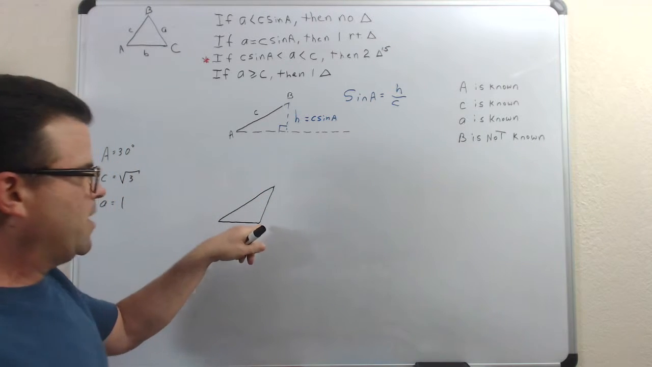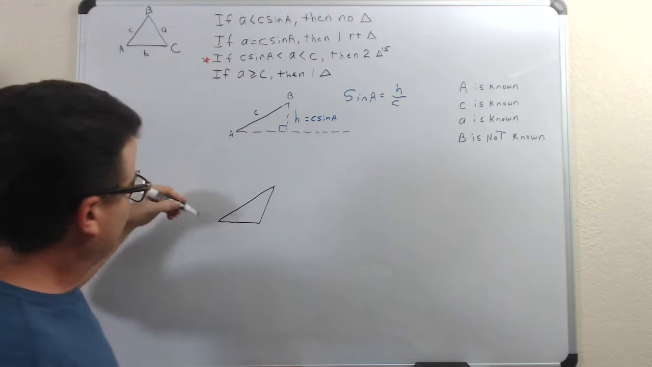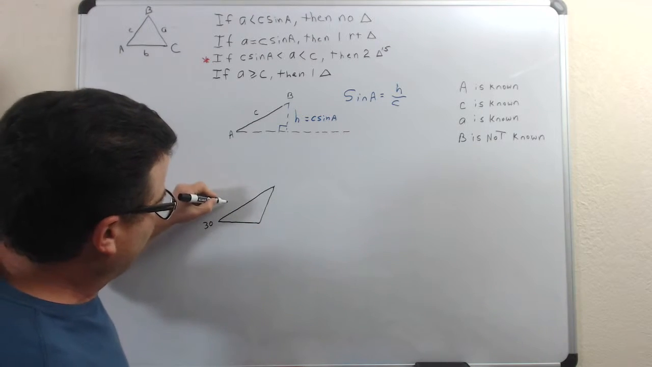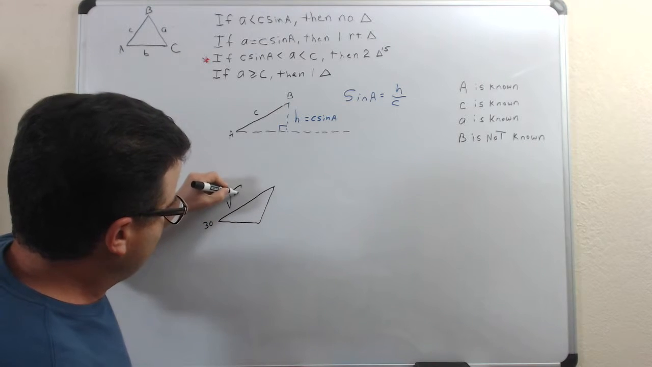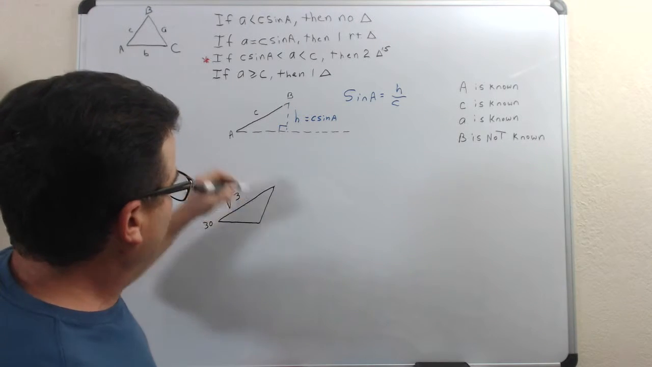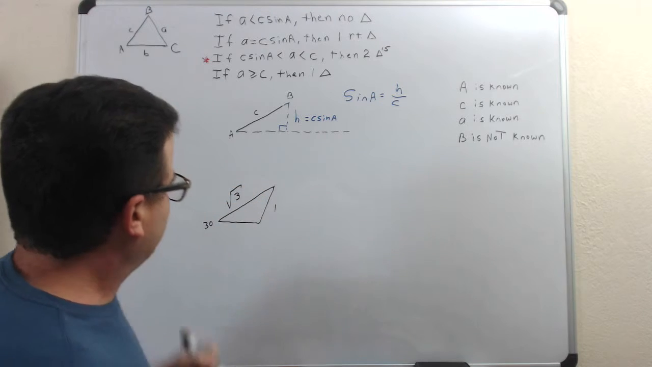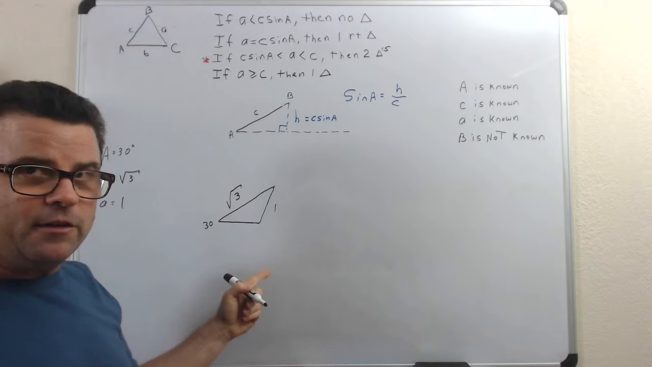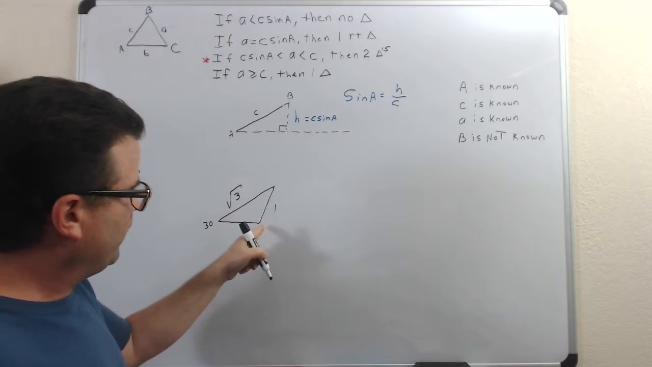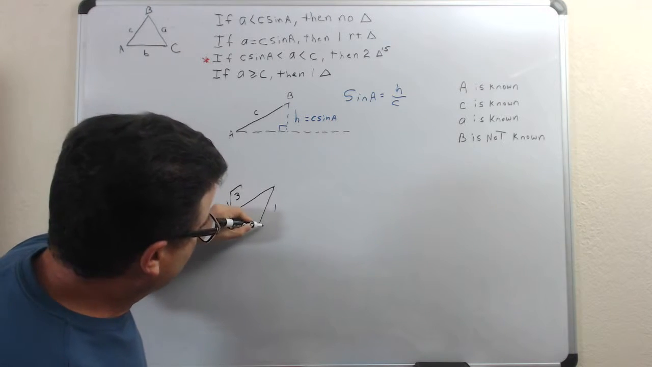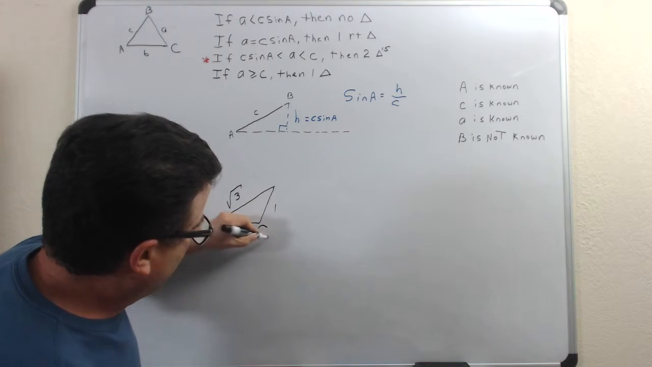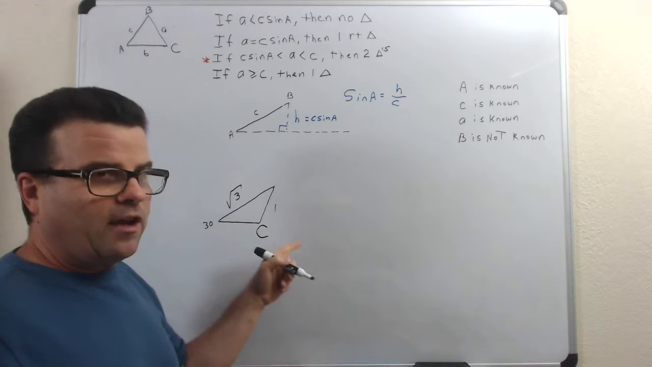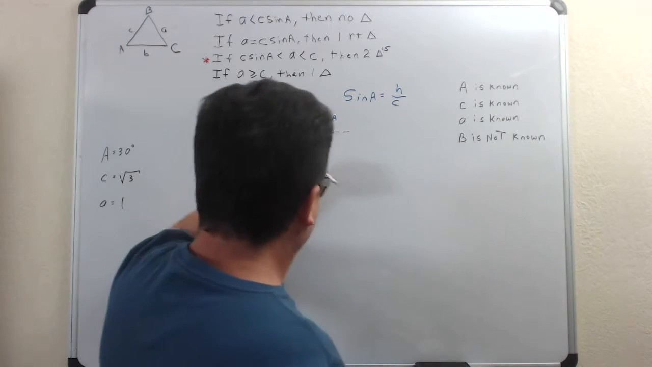This one is where that would be an obtuse angle here. And we know A was 30 degrees, and we know side c was root 3, and we know that side a is 1. So we'll use the law of sines here to solve for this angle, angle C. And this is the obtuse case. I'm going to draw the acute case also.